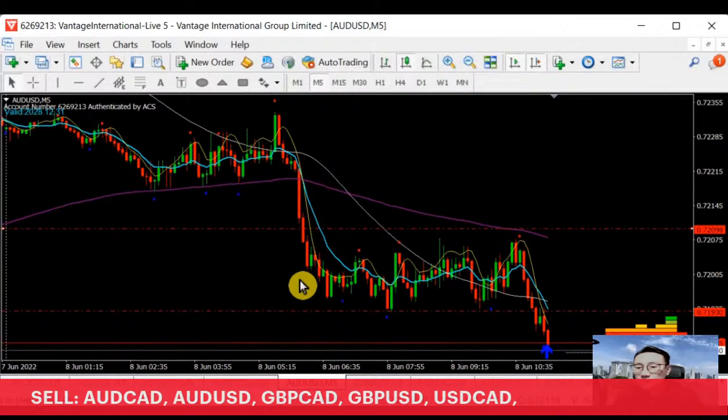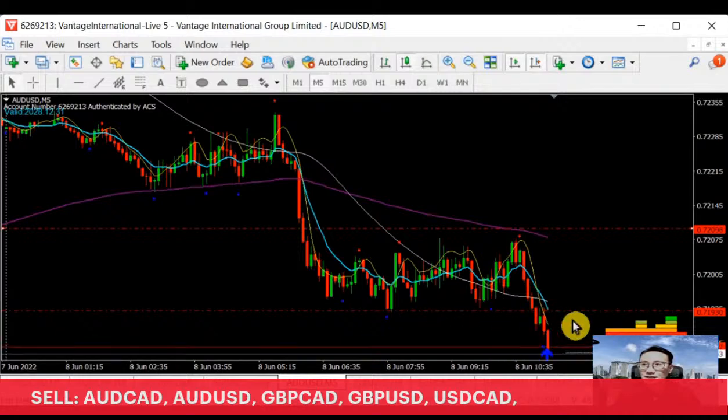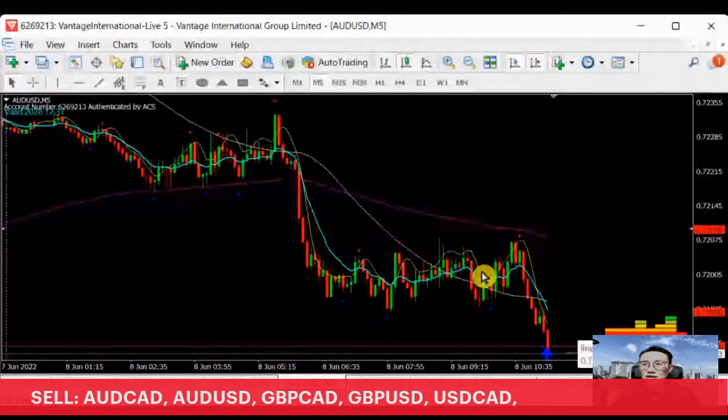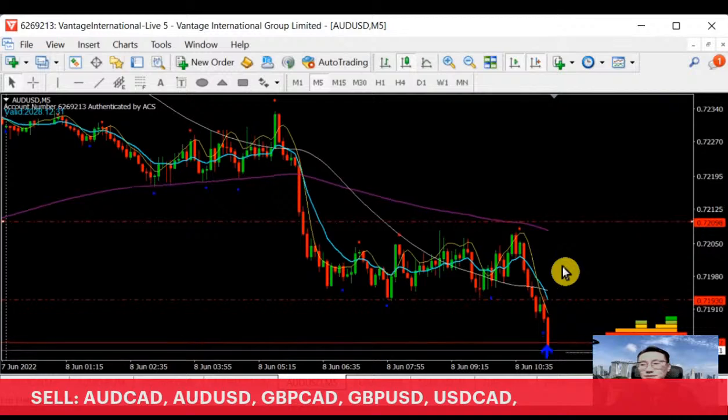So right now, this is what I always say: we will always have a retest first. After the retesting, we will see if it's not breaking, it's creating a lower resistance, and lower resistance comes along with lower low. This is something that we just need to take a look at.